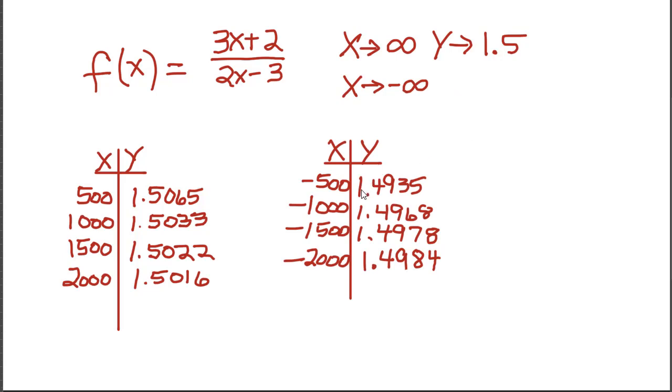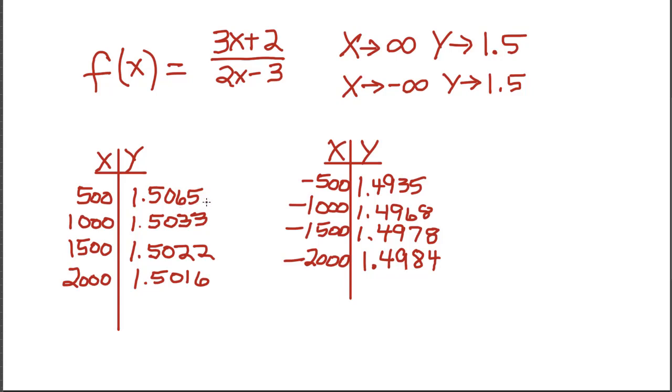So you can see from this table that as the numbers on x get smaller and smaller all the way down to negative 2,000, that this number is getting closer and closer and closer to 1.5, actually approaching it from below. So again, even though it's from a different direction, we can see that y is actually approaching 1.5 on the negative side as well. So as x approaches negative infinity, y is also approaching 1.5, just from below instead of above, as this one did.